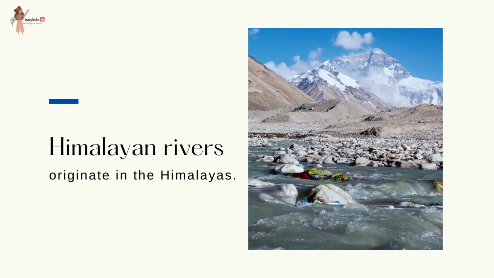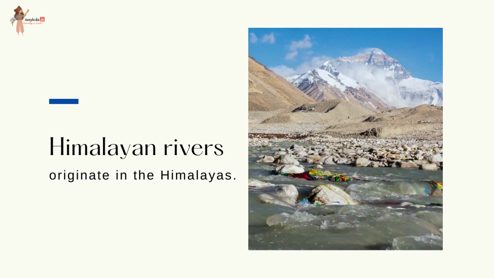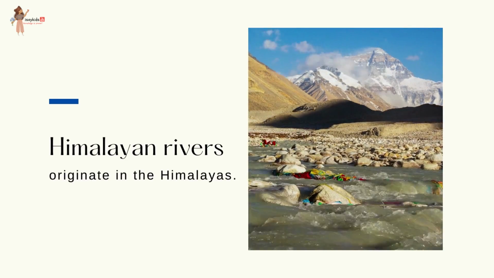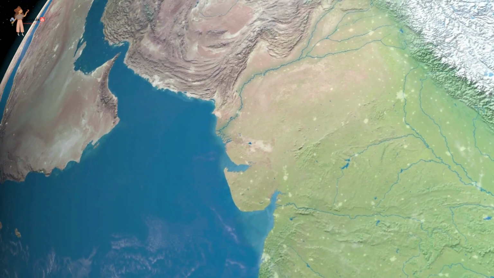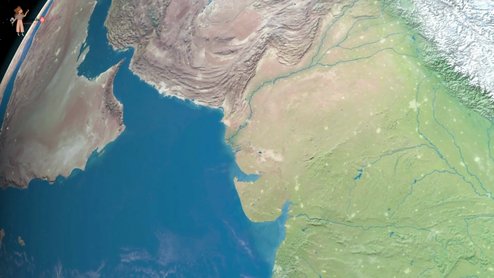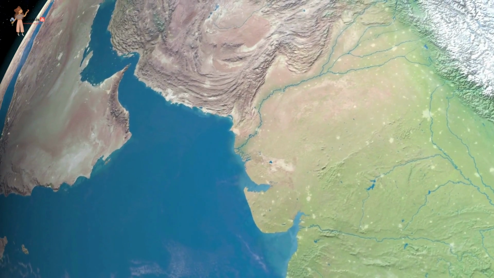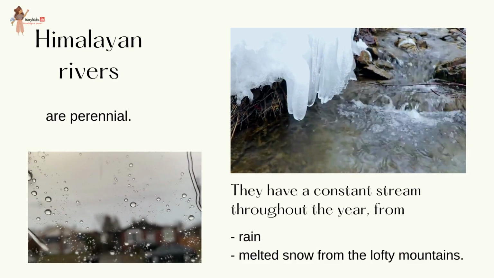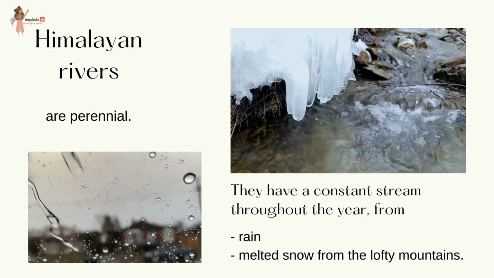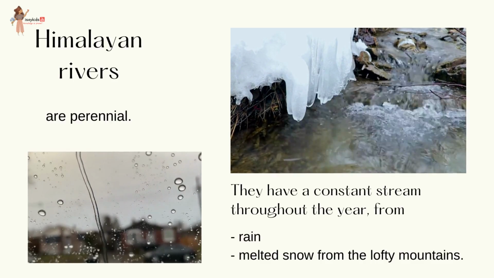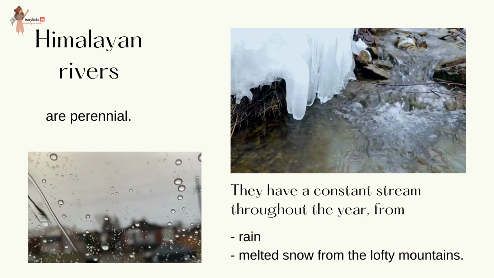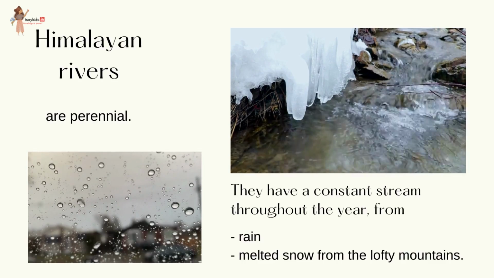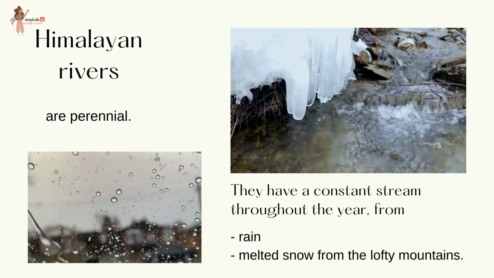Let's talk about the Himalayan rivers first, that originate in the snow-covered Himalayan mountains and cover long courses from their source to the sea. Most of the Himalayan rivers are perennial. It means that they have water throughout the year. These rivers receive water from rain as well as from melted snow from the lofty mountains.